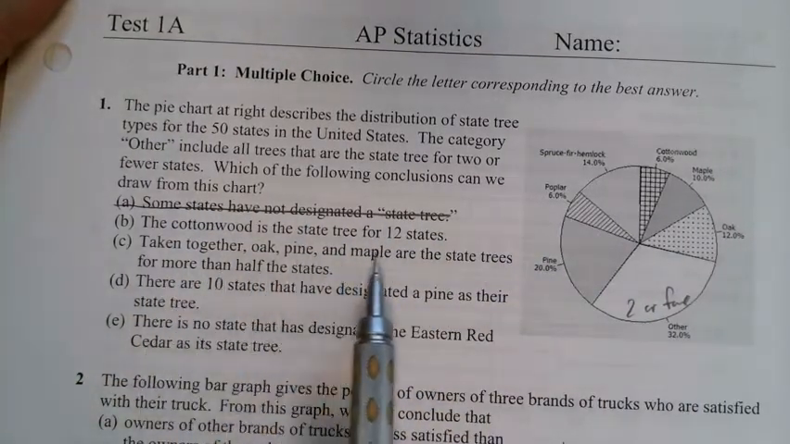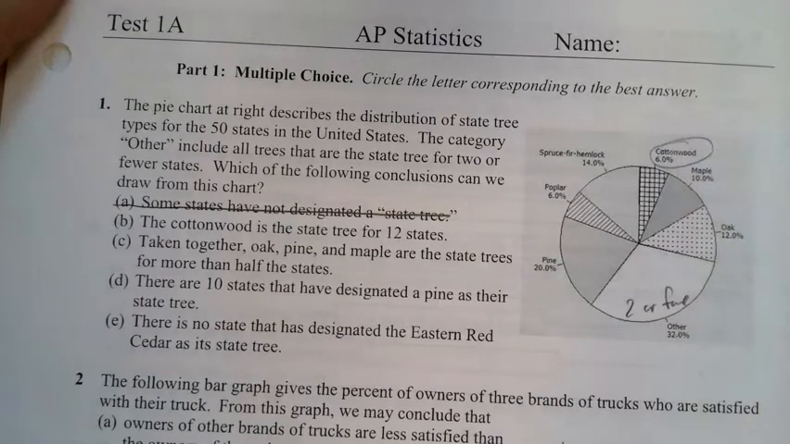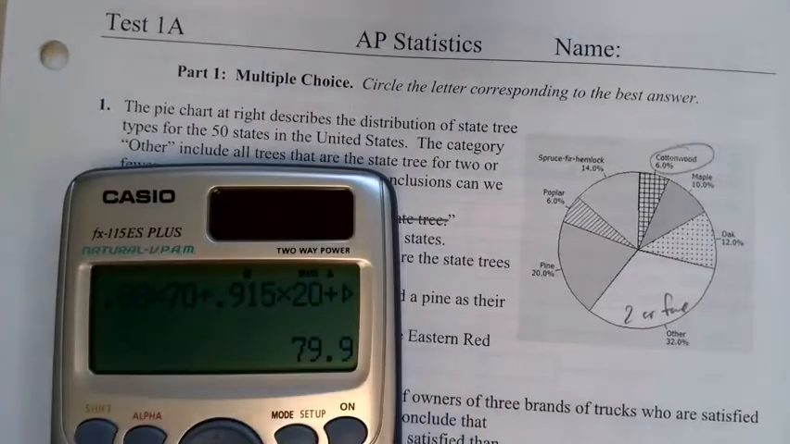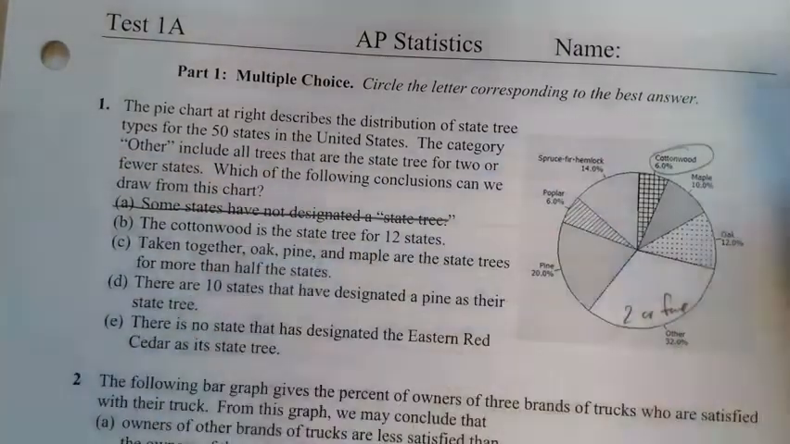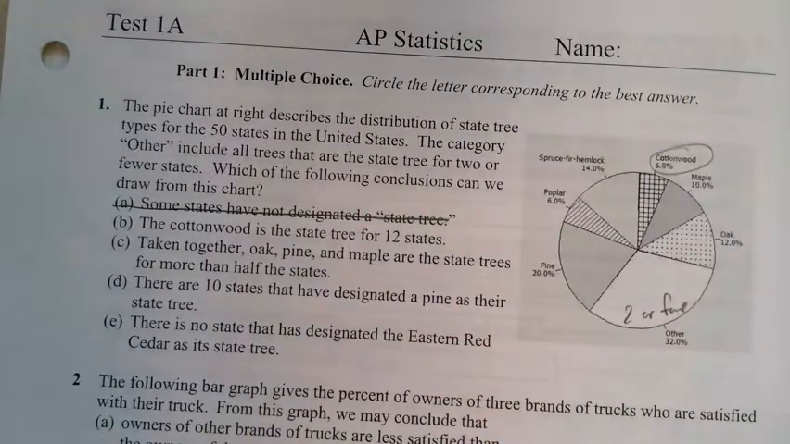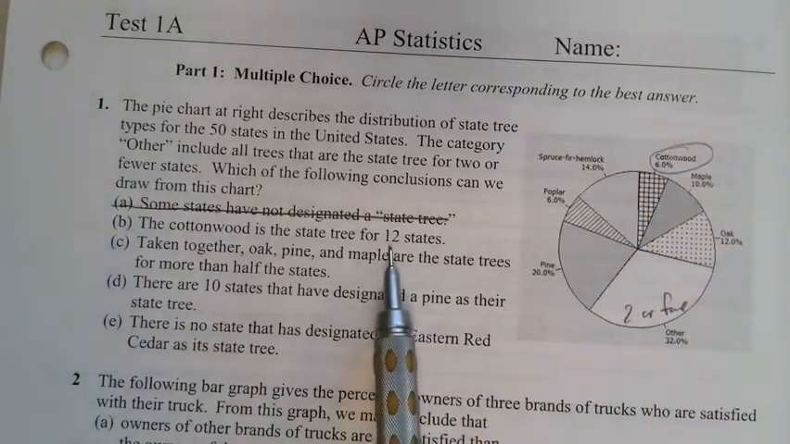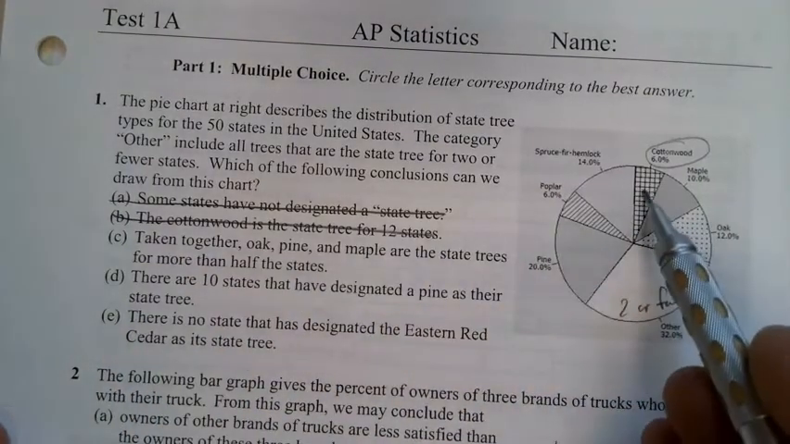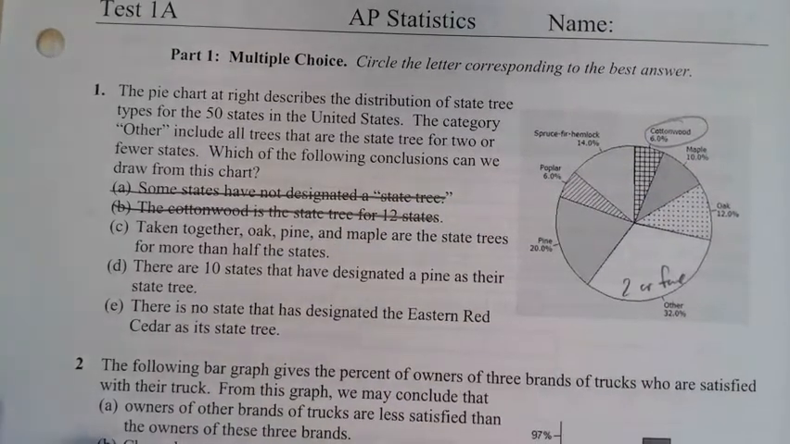The cottonwood is the state tree for 12 states. Where's the cottonwood? Cottonwood, 6%. Well, 6% of 50 is 12, right? So 0.06 times 50 is, no, it's not. There's cottonwood, 6%, for 12 states. No, I don't know that because I know it's for 12%. And even if it was 50, that would be assuming that all 50 had a state tree. So I don't know that.